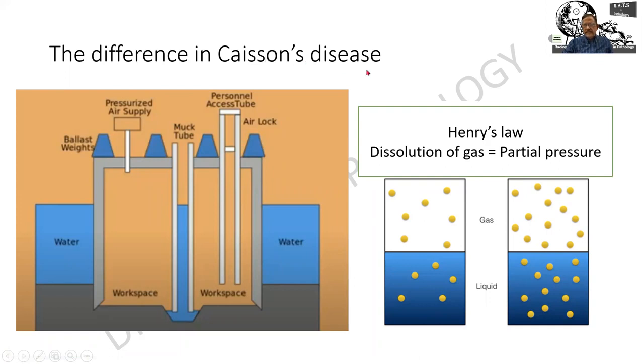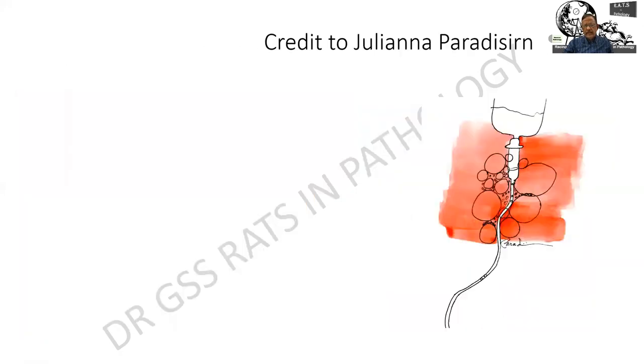Whereas caisson's disease is slightly different. It is almost the same, but it is for people who are working for a long time underwater. So you find that the dissolution of the gas is equal to the partial pressure over here. Therefore, the air will be under pressure and it gets into the blood. At the same time, when there is a rapid decompression, there can be an air embolism.